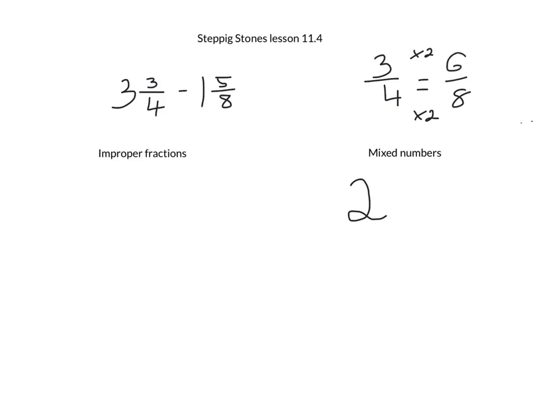3 times 2 is 6. Therefore my 3/4 has the same value as 6/8. So now I'm going to write 6/8 here instead of 3/4 because they're the same. And I've still to subtract. The only thing I've left to subtract is my 5/8. So I write 5/8 here.